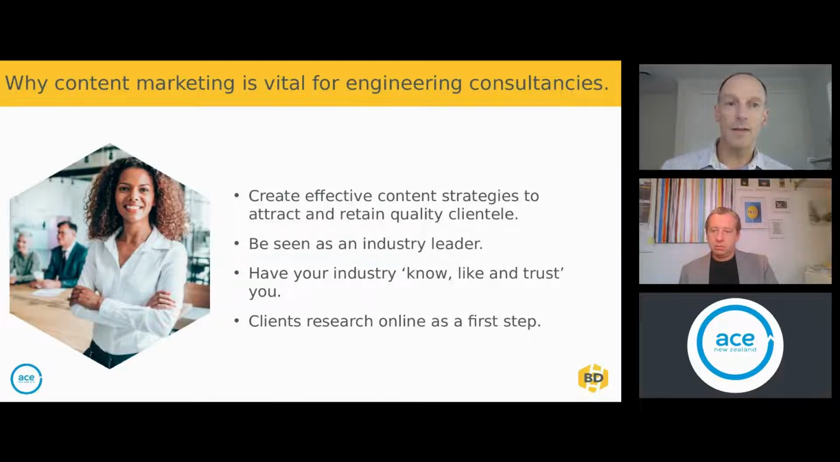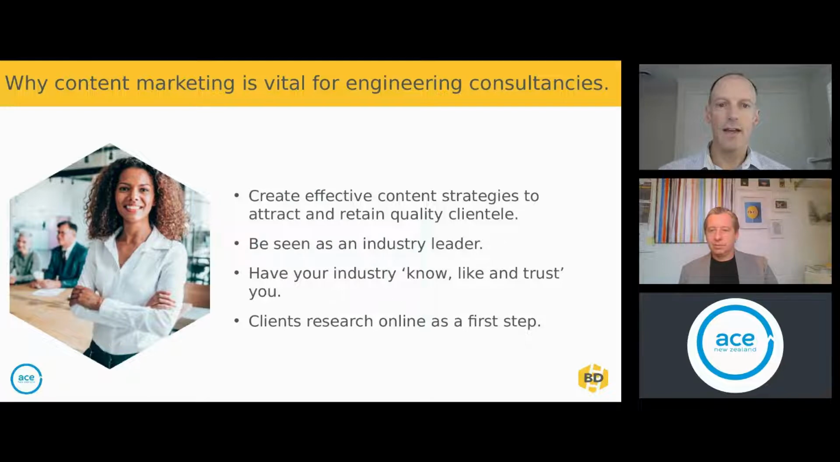And the oldie but a goodie, have your industry know, like, and trust you. So we all know about this, but just demonstrating your knowledge and expertise in the industry and showcasing your abilities through effective content marketing is a key way for potential clients to learn more about you and ultimately look at you with those 3 golden traits: the know, like, and trust.